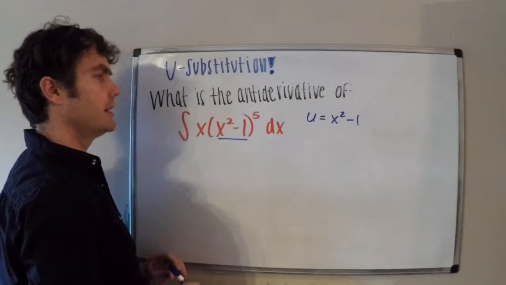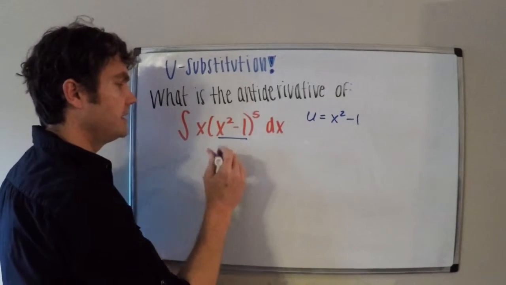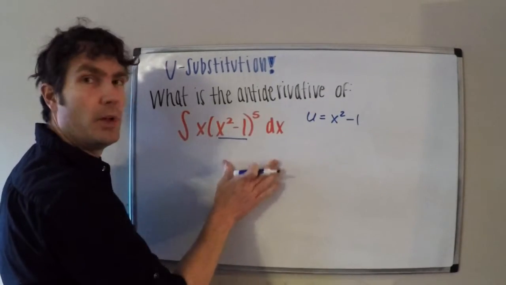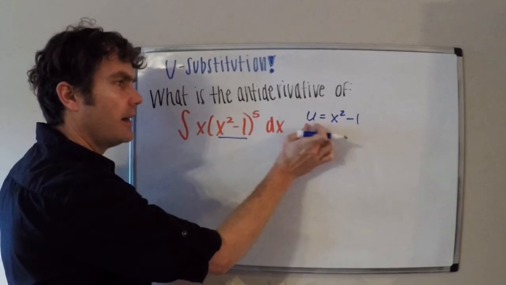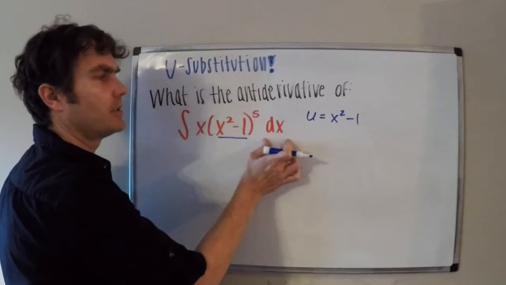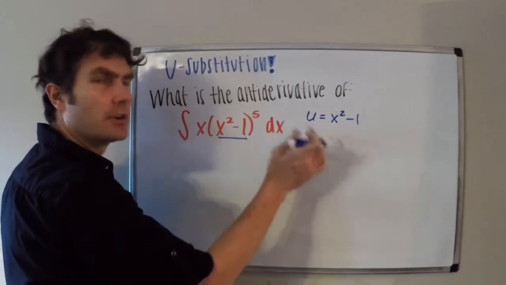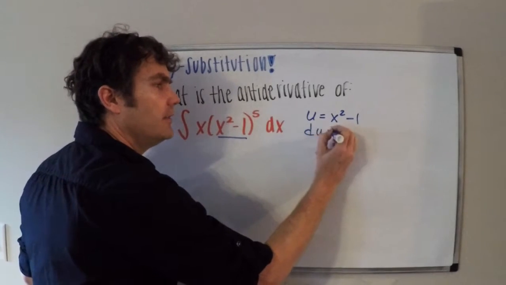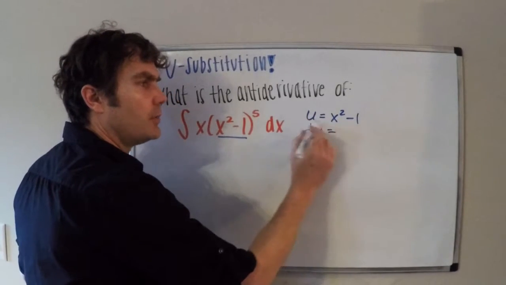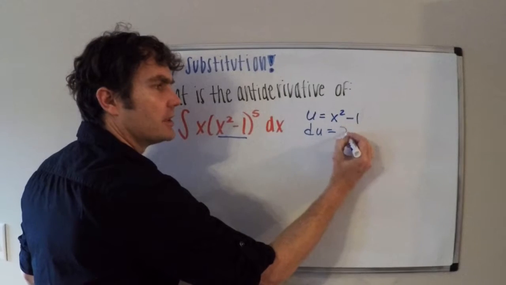Now it's important here, I could just rewrite this as u to the fifth, and I will do that eventually. But I can't take an integral of u with respect to x, so I need to get this dx turned into a du. How do I do that? Take a derivative of u. So what's the derivative of this? It's just 2x.